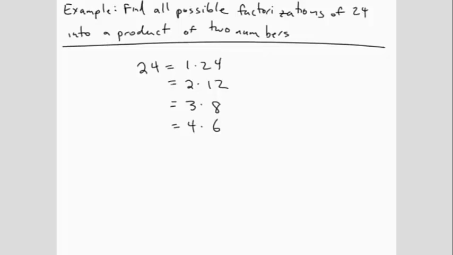Is 5 times something 24? There is no integer that you can multiply by 5 to get 24. And then we see that 6 is already listed in one of our factorizations, so this is how we know that we're done.